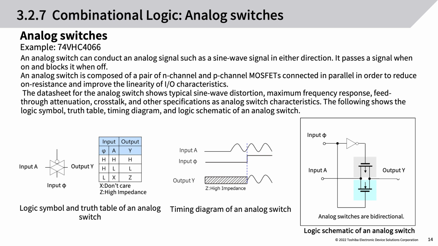The datasheet for the analog switch shows typical sine wave distortion, maximum frequency response, feed-through attenuation, crosstalk, and other specifications as analog switch characteristics. The following shows the logic symbol, truth table, timing diagram, and logic schematic of an analog switch.